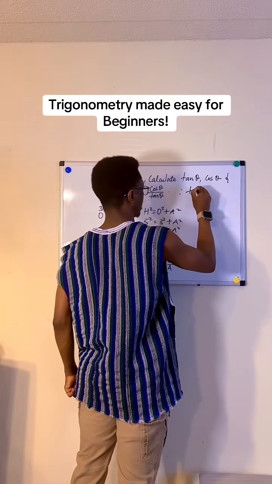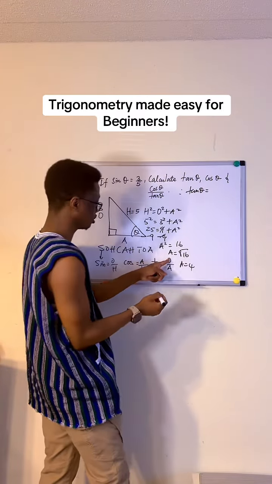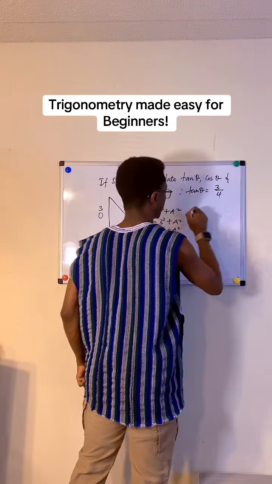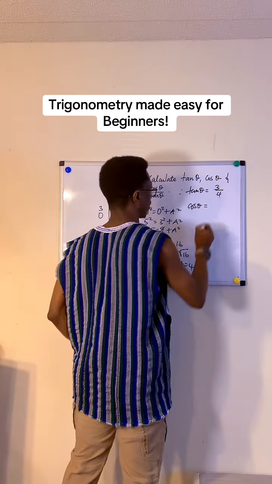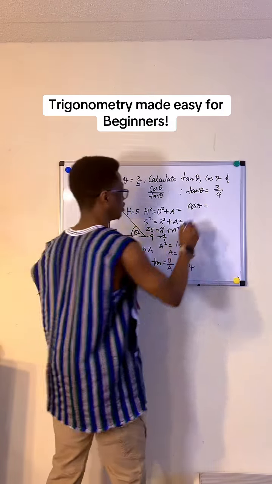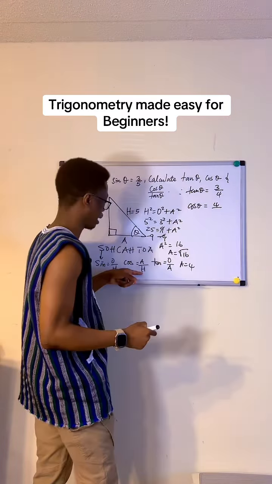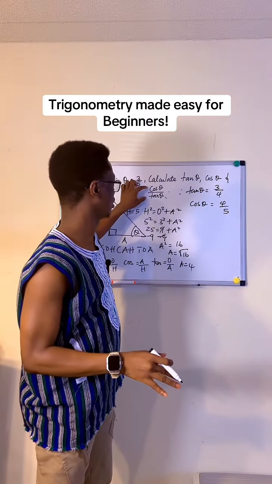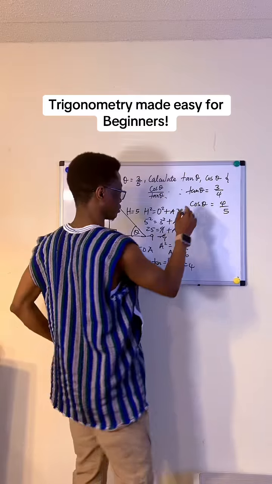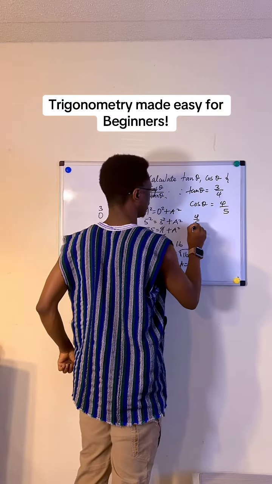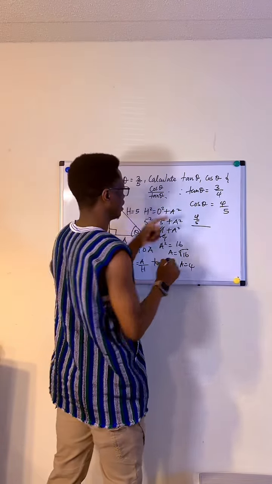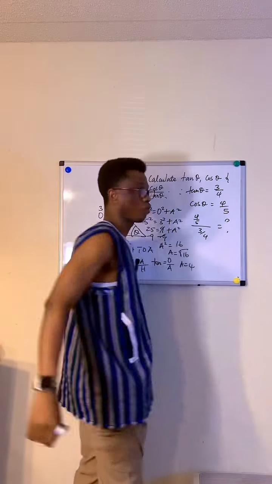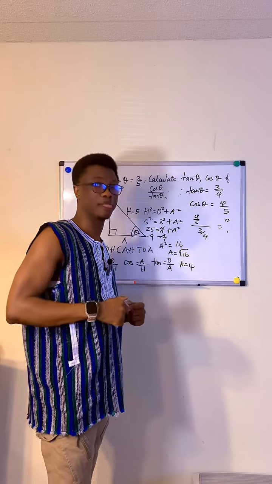So my first one is tan theta. Tan is the opposite, which is 3, over the adjacent, which is 4. That's the answer. And cos theta equals, cos is what? Adjacent, which is 4, over the hypotenuse, which is 5. So now for us to calculate this one, cos theta, which is 4 over 5, divided by tan theta, which is 3 over 4, what is the answer? See you guys in my next video.